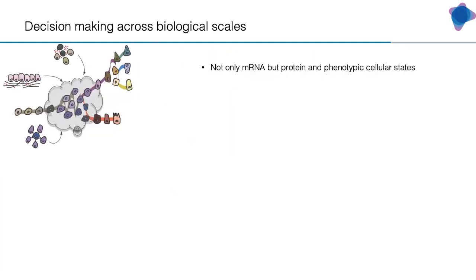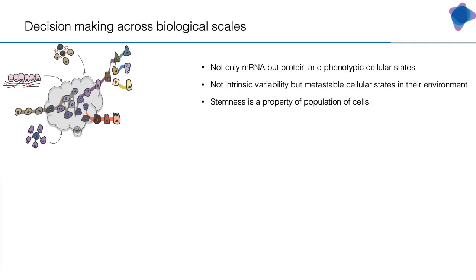Moreover, it's not only mRNA, but protein, protein stability and localization that are very important for the phenotypic cellular state of the individual cells. Moreover, this variability that we see at the population level is not an intrinsic or random variability, but these are metastable cellular states in their environment, with a very dynamical and reversible type of movement between these metastable cellular states. And the last point I want to make is that stemness and this decision-making is a property of a population of cells. It's not an individual cell that will do it all alone. It's always a cell embedded in its tissue.